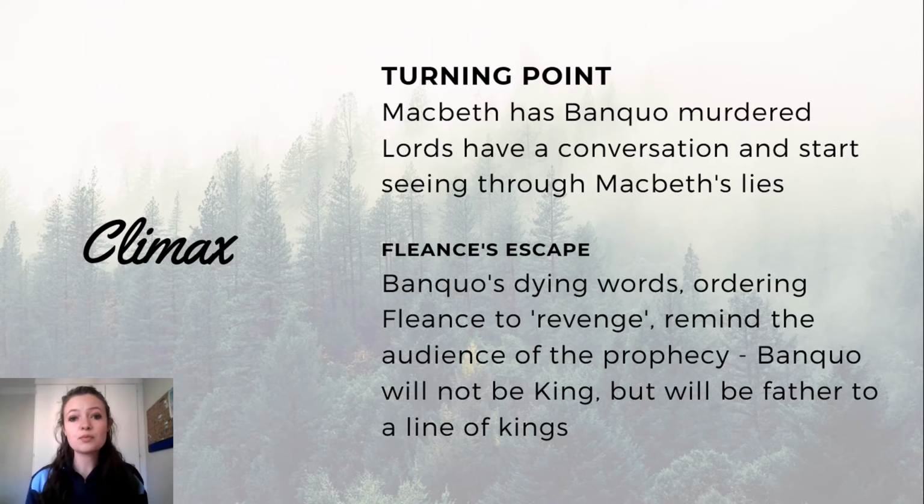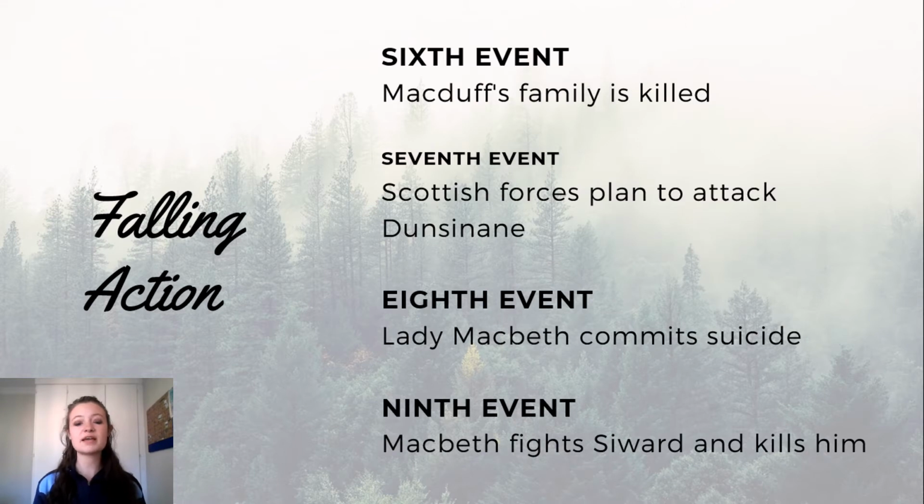It is also a turning point because here we see that Macbeth's morals are completely gone. He has decided to kill one of his closest friends simply because he's a threat to the throne. So the sixth event now in the falling action going to the end is when Macduff's family is killed. The seventh event is when the Scottish forces plan to attack Dunsinane Castle. The eighth event is Lady Macbeth's suicide.